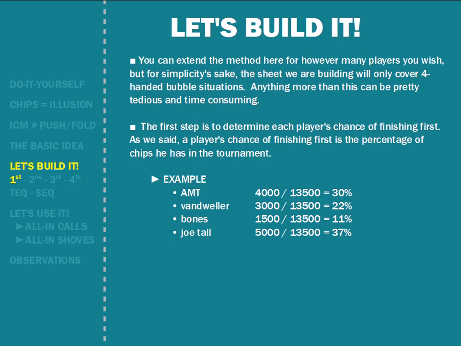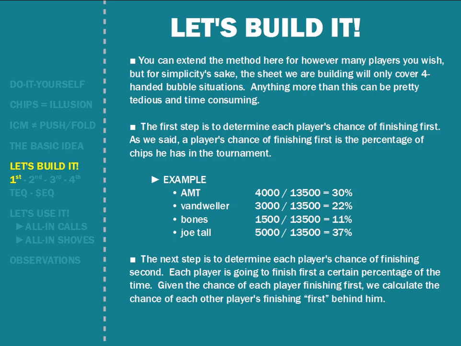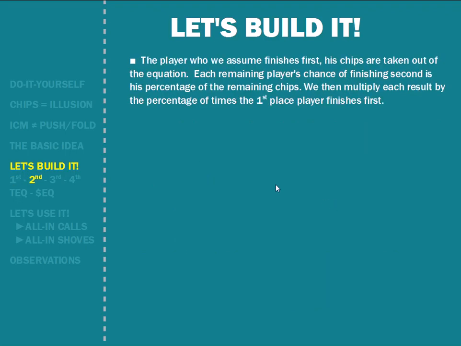So now that we've calculated how often each player finishes first, we need to calculate second. Each player is going to finish first a certain percentage of the time. Given that chance, we calculate the chance of each other player finishing first, quote, behind him. The player who we assume finishes first has his chips taken out of the equation, and each remaining player's chance of finishing second is his percentage of the remaining chips, not counting the player who finished first. Then we multiply each result by the percentage of times the first player finishes first, and we get a value for second place.